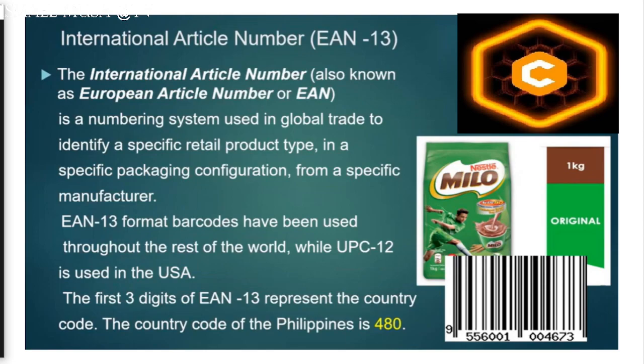So for example, this product, Milo. So there is a specific number assigned to it. We call this the EAN-13 format barcode. Huh? And it has been used throughout the rest of the world. While UPC-12 is used in USA, also in the Philippines. So the first three digits of EAN-13 represent the country code. Now the country code for the Philippines is 480, class. Huh? 480.